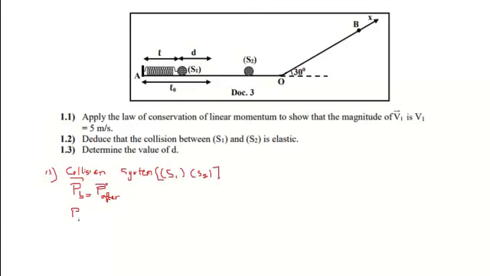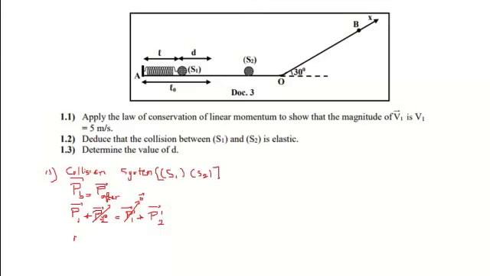So I'll name it here. P1 vector plus P2 vector is equal to P prime 1 vector plus P prime 2 vector. Now this is P before equals P after. Then what do we do? Before the collision we knew that S2 was at rest, so this is equal to 0. And after the collision we said S1 became at rest, so this is equal to 0. So these are gone, and now I can substitute.